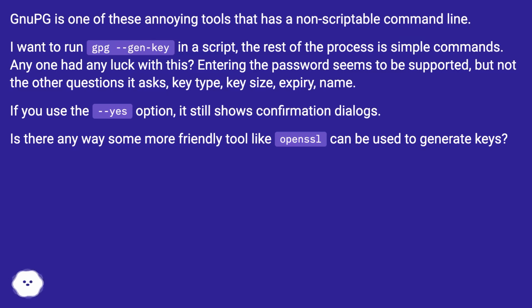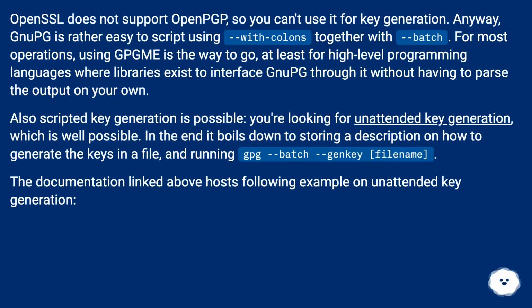Entering the password seems to be supported, but not the other questions it asks: key type, key size, expiry, name. If you use the yes option, it still shows confirmation dialogues. Is there any way some more friendly tool like OpenPgp can be used to generate keys? OpenPgp does not support openpgp, so you can't use it for key generation.